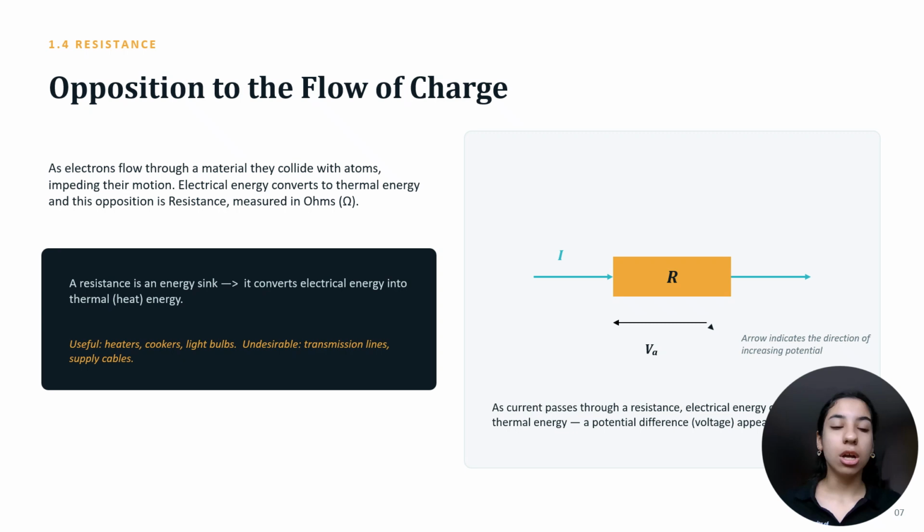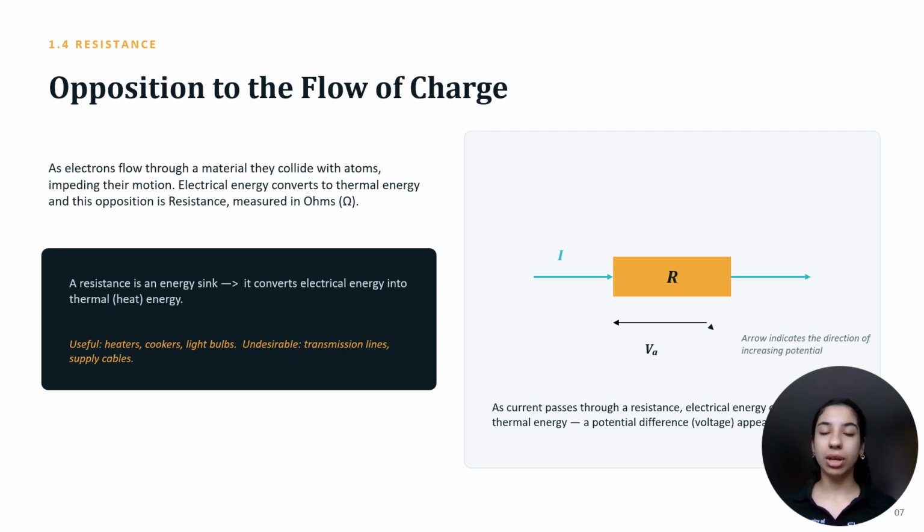Now we've got the opposition to the flow of charge. This is where resistance comes from. If we have voltage driving current through a circuit in a specific direction, then the resistor will oppose that direction, slowing the flow down. So why does resistance exist?